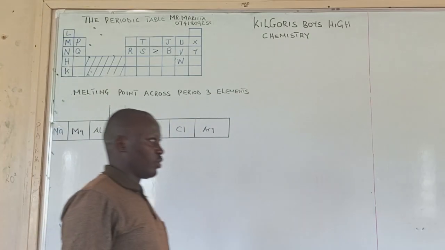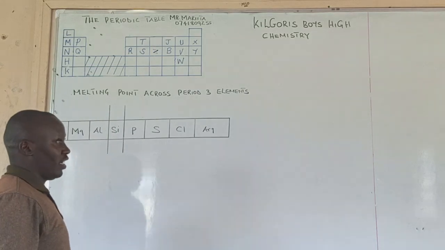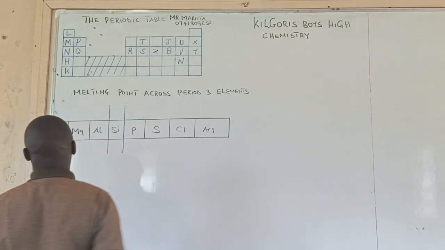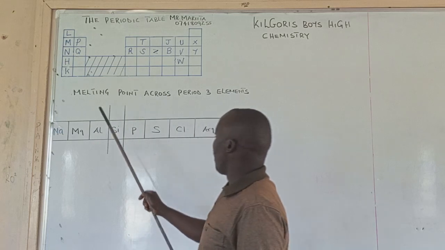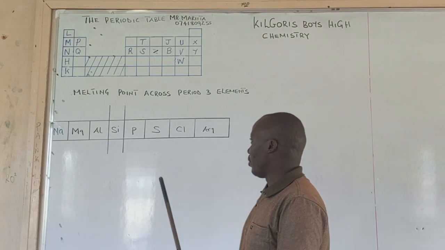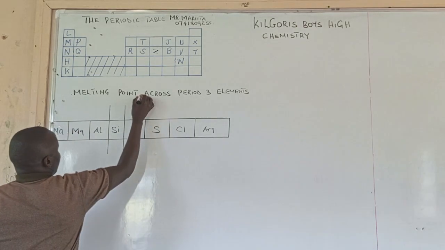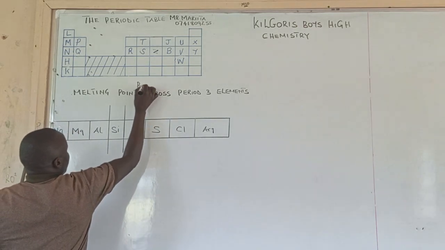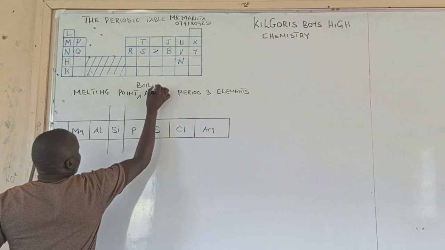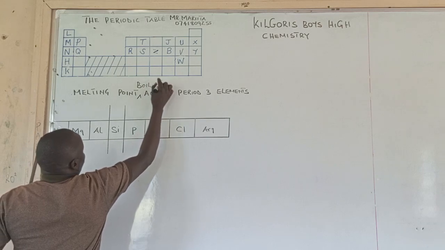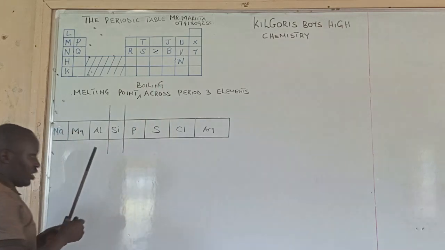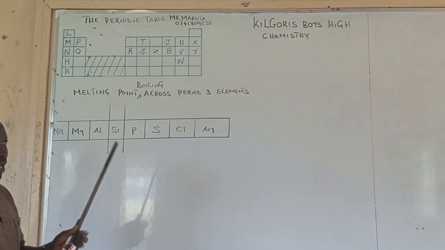Today we are looking at Form 2 work, periodic table, KCSE revision, and we are looking at melting points and boiling points across the period. So we have the melting points and the boiling points across the period 3 elements.